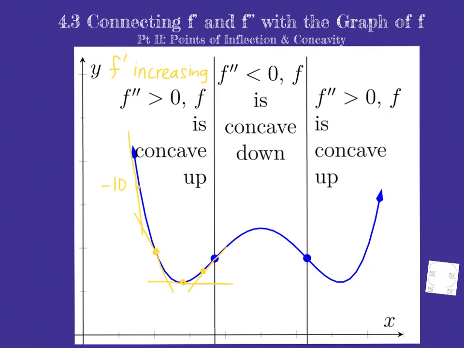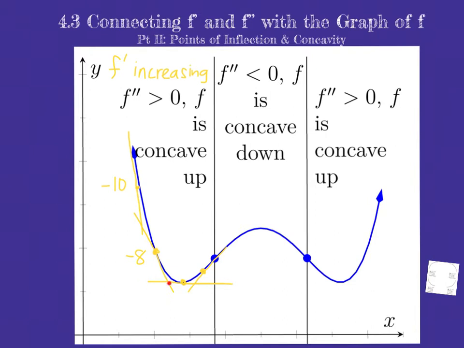Then if we look here at this next point, our tangent line still has a negative slope, but it's less negative. It's not as steeply decreasing as the first one. So let's say that this tangent line has a slope of -8. Again, the slope of the tangent line, recall, is f prime, and we want to claim that f prime is increasing. So it's already increased from -10 to -8, that is an increase of 2.